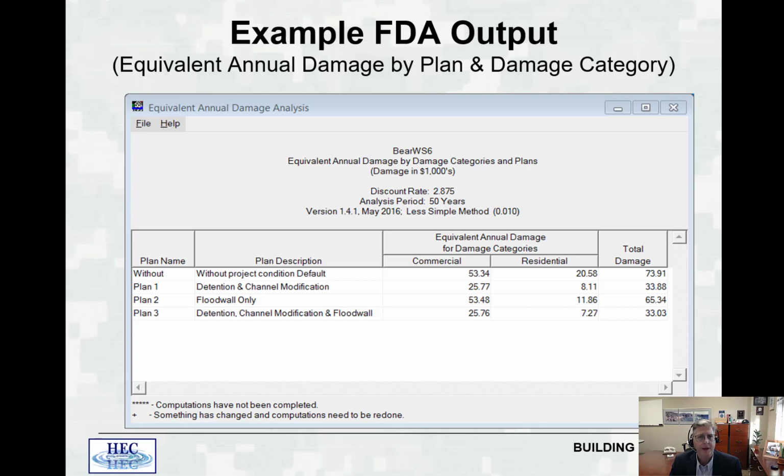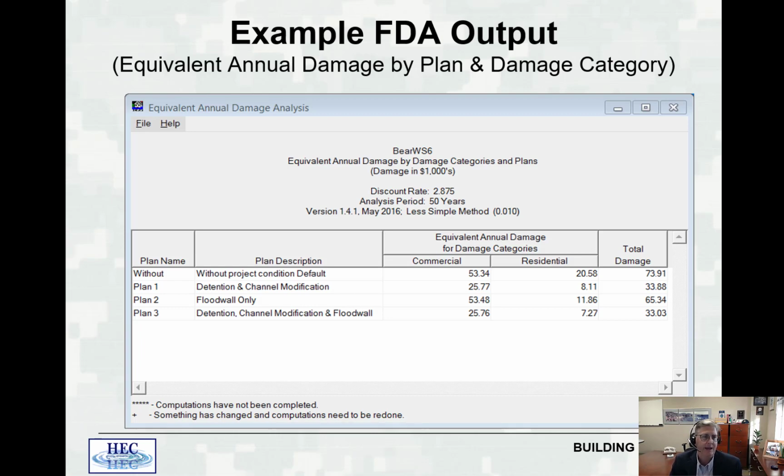Equivalent annual damage by plan and damage category is what you see in this particular report. This is where you need to get to. It's fine to express or to display expected annual damages, but ultimately you should be making your decisions based on equivalent annual damages, because this is representing the fact that you've looked at a base year and a most likely future year, and you've incorporated that planning analysis period, which is required out of the planning guidance notebook.